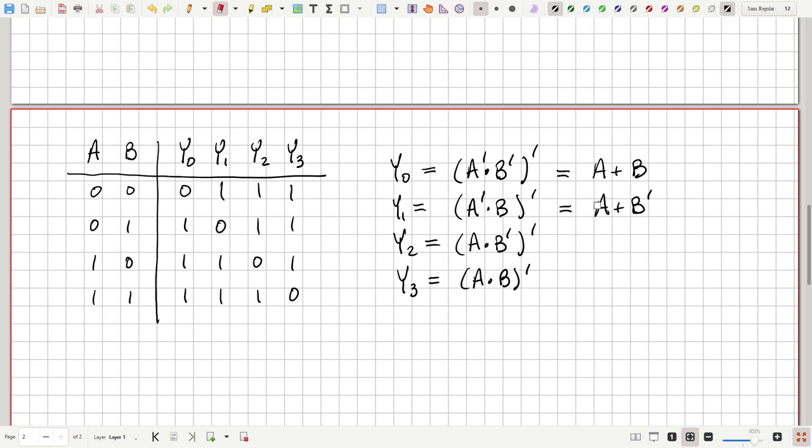That will only be 0 when A is 0 and not B is 0. Okay, so that would mean A is 0 and not B is 0 means B is 1. So A is 0 and B is 1. A is 0, B is 1, and you get a 0. Otherwise, you get 1.